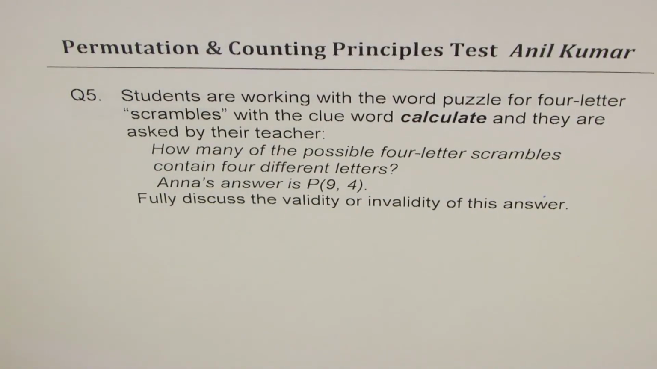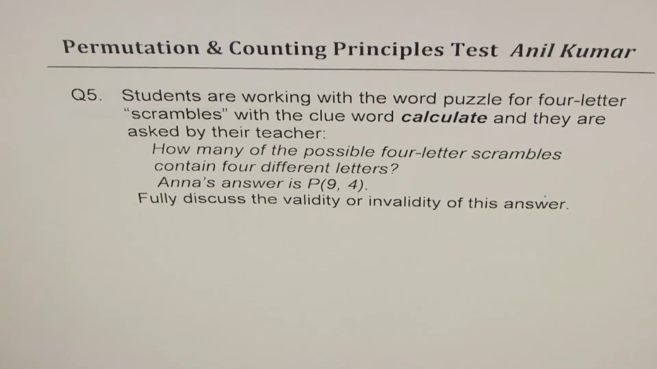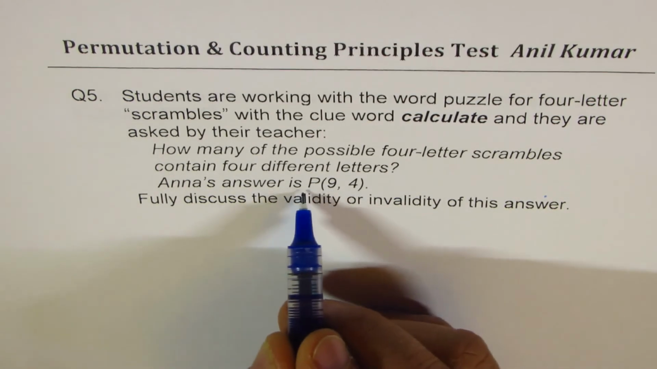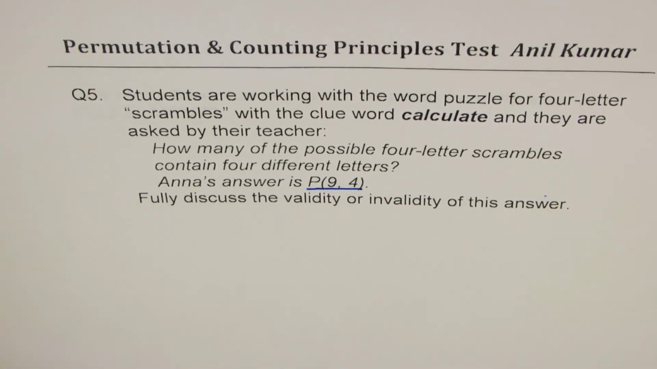Question number 5. Students are working with the word puzzle for 4-letter scrambles with the clue word calculate, and they are asked by their teacher, how many of the possible 4-letter scrambles contain 4 different letters? Anna's answer is 9P4. Fully discuss the validity or invalidity of this answer. Now, this is a communication question. You should provide complete reasoning for your answer, right? So first thing, is this the correct answer?